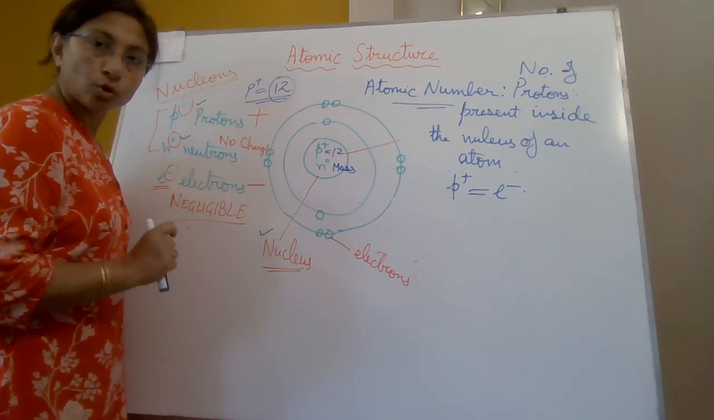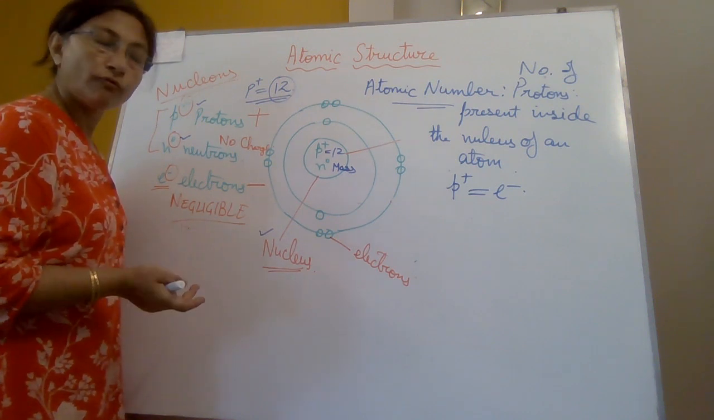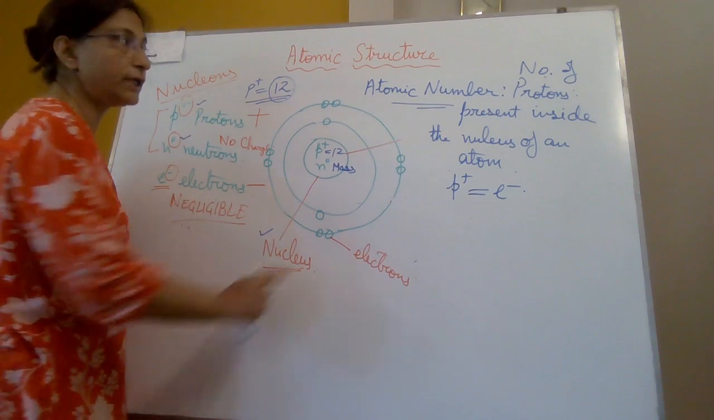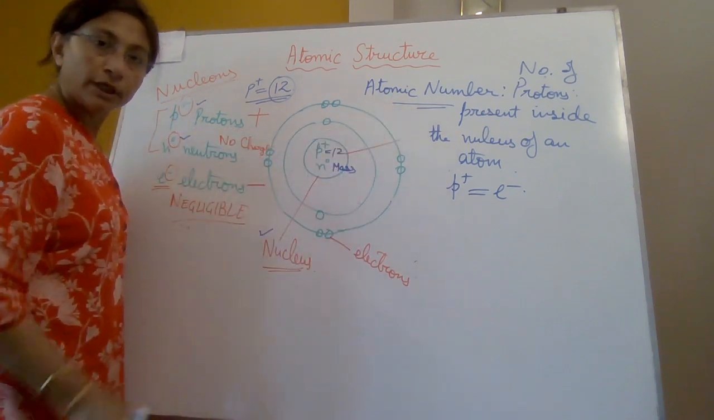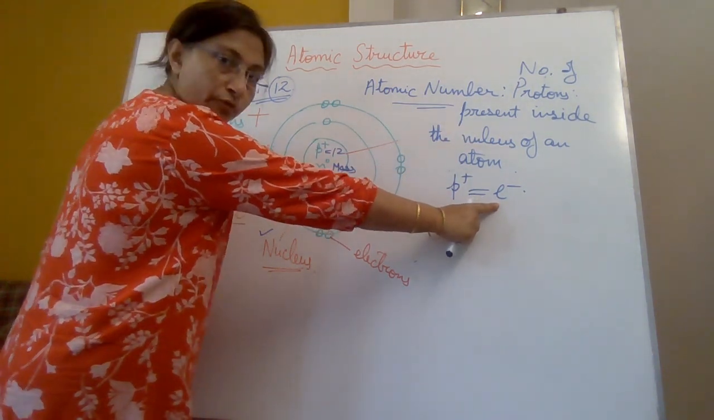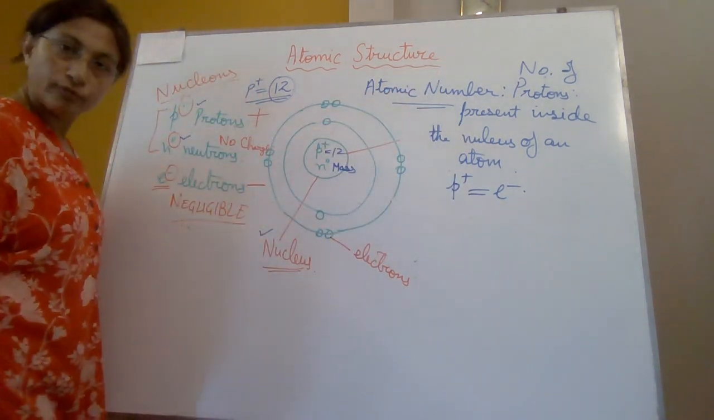So any quantity that is not constant, that means the number of which can always change, that cannot define atomic number. That is why the atomic number is defined not in terms of electrons but in terms of protons.